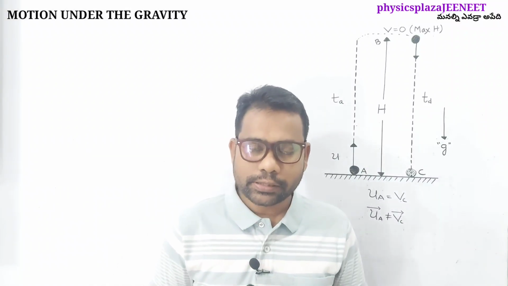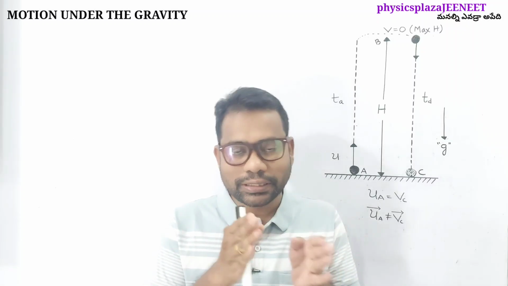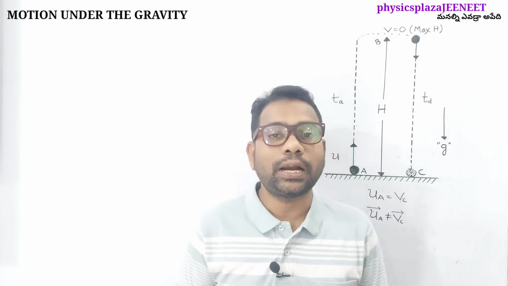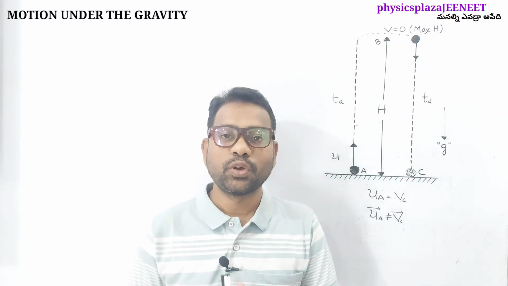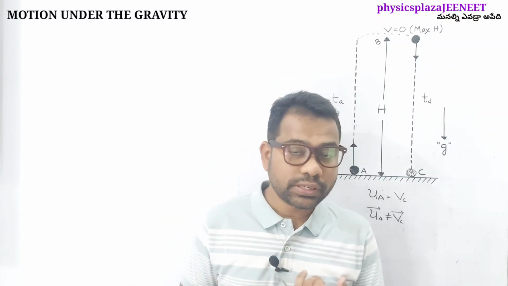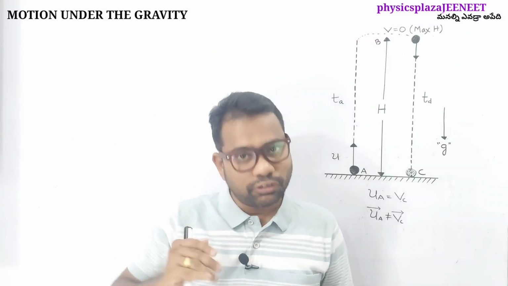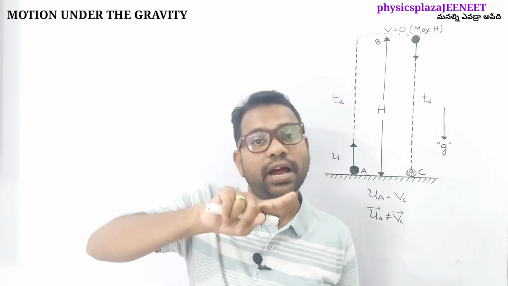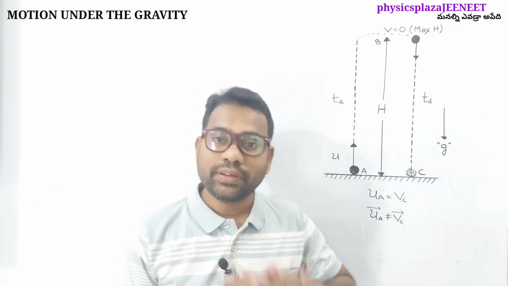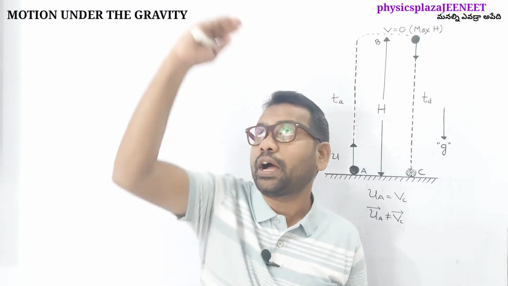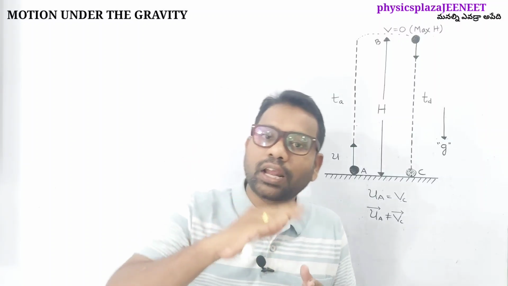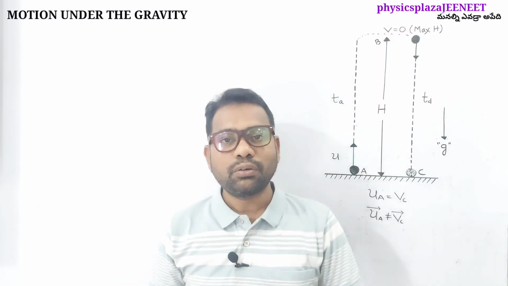In the previous class, we started motion under gravity. Dear children, as we have studied, under motion under gravity, we have 3 cases. The first case is height to ground, the second case is ground to ground, the third case is ground to height. In the previous class, we covered height to ground. In today's class, we are going to cover the rest of the 2 cases, that is ground to ground and height to ground.